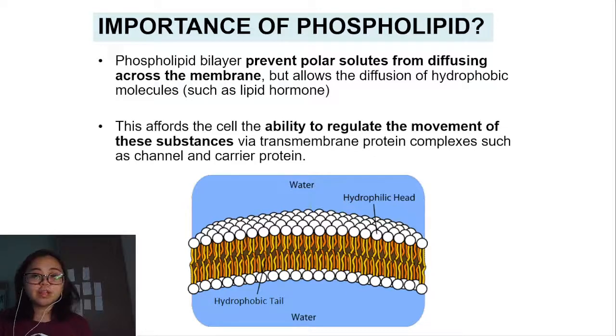These phospholipids afford the cell the ability to regulate the movement of these substances via transmembrane protein complexes such as channel and carrier protein. What this means is, kalau kita ada phospholipid bilayer, sel kita boleh kawal apa bahan yang masuk dan apa bahan yang keluar. Dia ibarat dinding. Dan untuk bahan yang besar, keluar atau masuk daripada sel, dia harus melalui protein complexes yang ibarat gate.